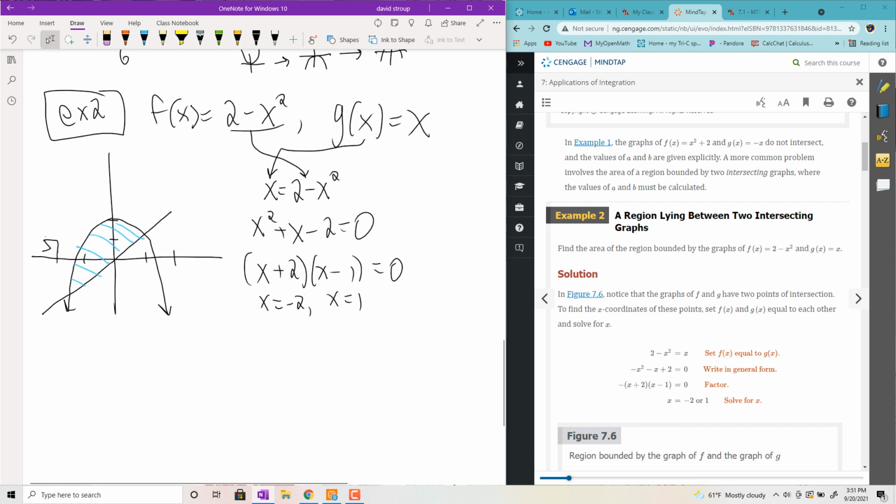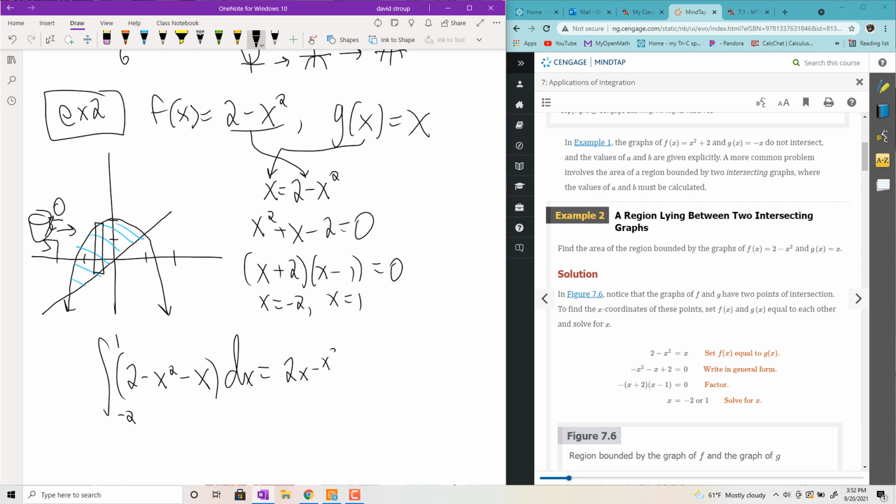So again, thinking of our Riemann man, our running man going across, picking up all these little areas of rectangles, he is running from x equals negative 2 to x equals 1. The top curve is the upside down parabola. The bottom curve is the diagonal. And then you're just using the power rule. So I'm getting the antiderivative, then evaluating that at the limits of the integral.